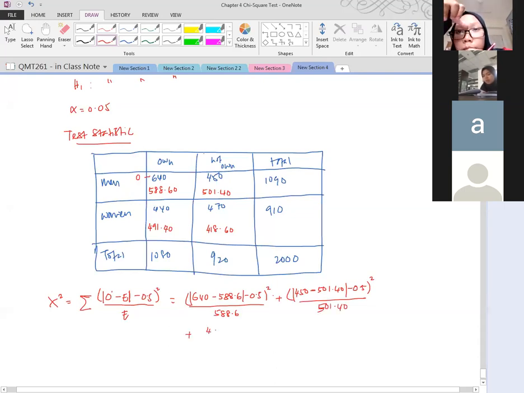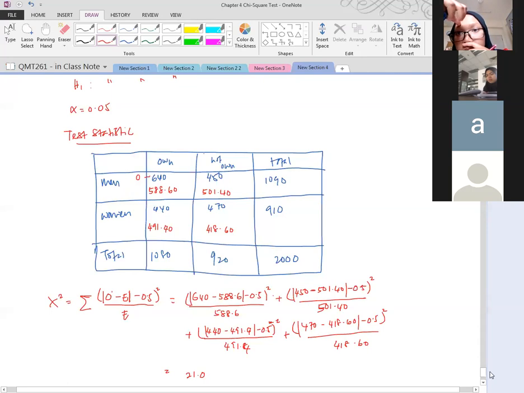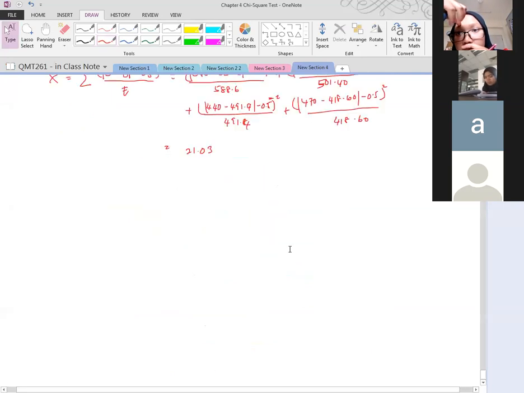Plus the third one is 440 minus 491.4, taking the absolute, minus 0.5 squared, divided by 491.4, sorry. Plus the last one is 470 minus 418.60, minus 0.5 squared, divided by 418.60. So this one should be equal to 21.03. So we already know the value of chi-squared.